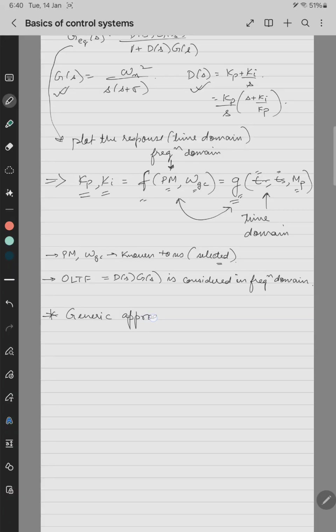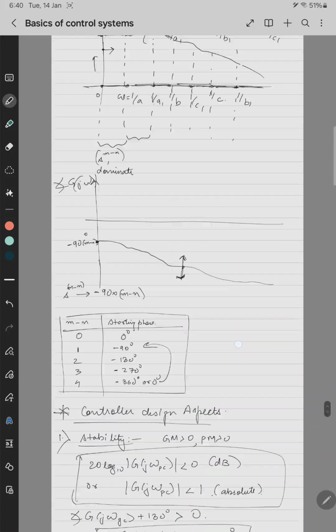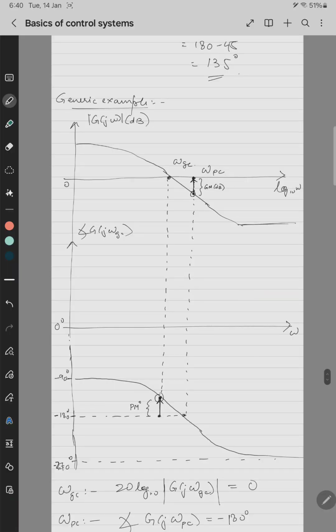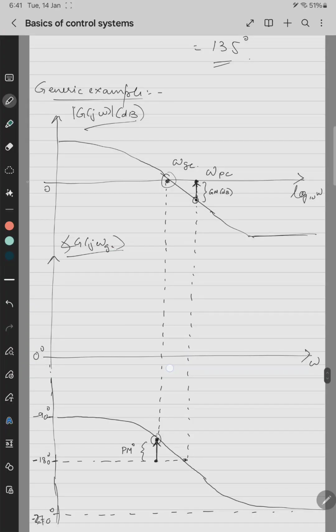So now the last topic of this lecture is the generic approach for PI tuning in the frequency domain. As I just gave you the example of a first order plant and drew the Bode plots, omega GC here is for a plant, with magnitude of G at j omega in dB and angle of G at j omega. So basically these are for the plant, and omega GC is a function of the nature of the plant.